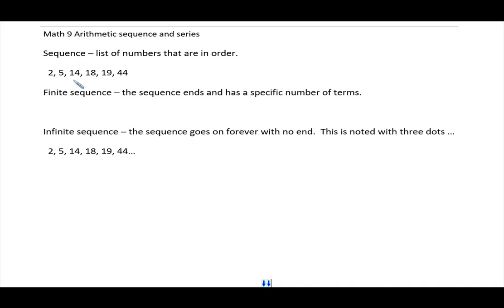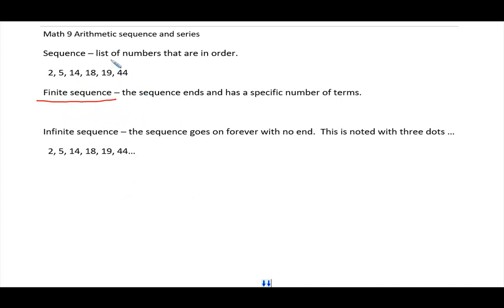Okay, so for example here, 2, 5, 14, 18, 19, 44. This would be considered a sequence because it's just a list of numbers that are in order. Now a sequence can be finite, right? The word finite means ends. So this sequence ends. There's a first number, there's a last number, okay?